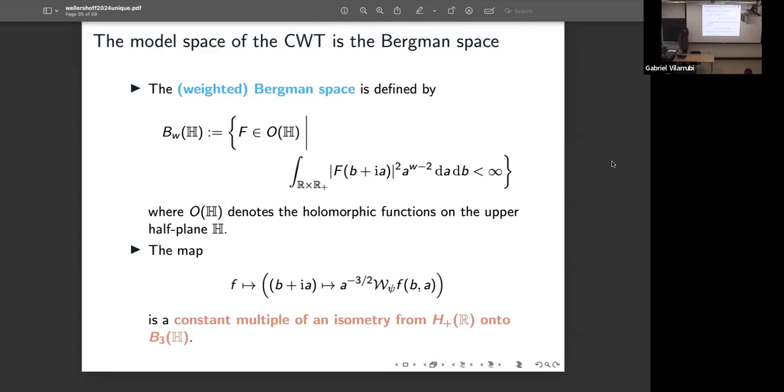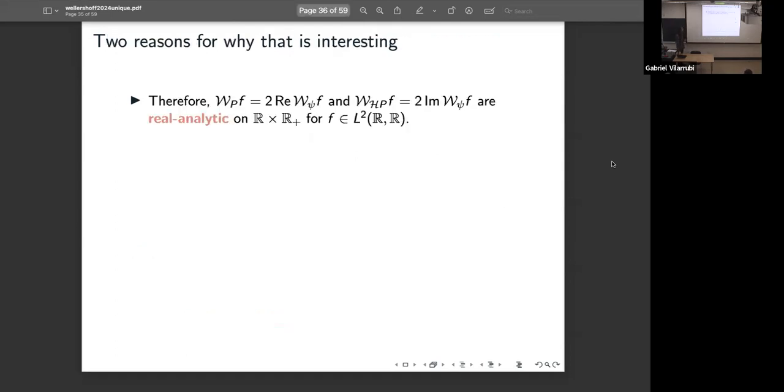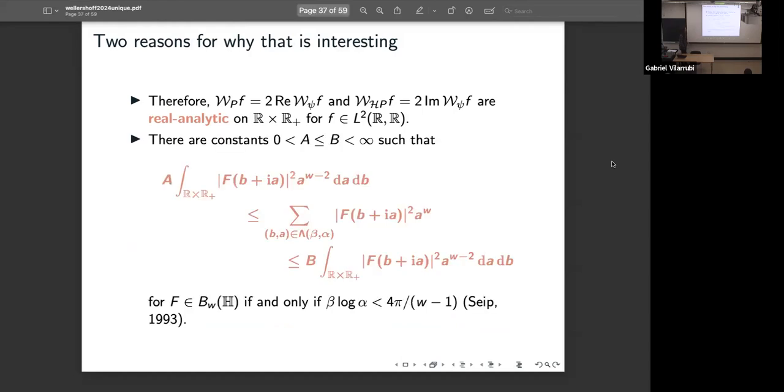Okay, so this has 2 very nice upshots. The fact that if you take the Cauchy wavelet transform of a function f, that will essentially give you a holomorphic function, has 2 very nice upshots. The first one is that if you think of the Poisson wavelet transform, or the Hilbert of the Poisson, then since those are the real part and the imaginary part of the Cauchy wavelet transform, that will give you a real analytic function. That can be quite useful.